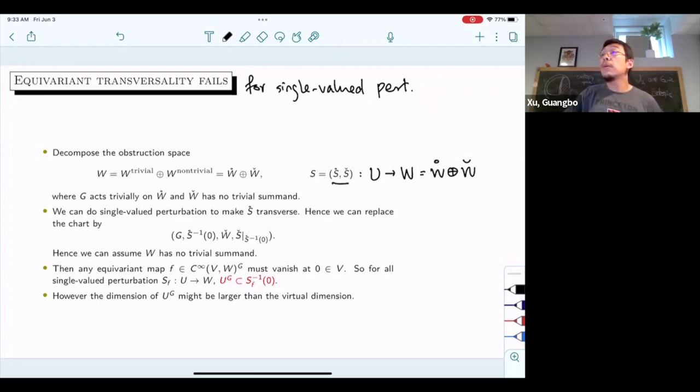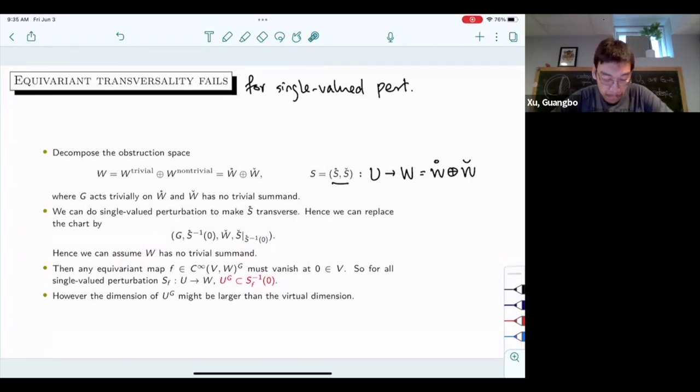So an easy fact is that we can always do a single valued perturbation to make the trivial part, S circle, transverse. Then we can actually reduce this chart to keep the symmetry group: replace the manifold U by the zero locus of the trivial part of the section, reduce the obstruction space to the completely non-trivial part of the original obstruction space, and take the section to be just the non-trivial part of the original section S, or the perturbed S. Because of this operation, for the sake of transversality, we can always assume that this obstruction space has no trivial subrepresentations. So it is a direct sum of non-trivial irreducible representations of the group G.